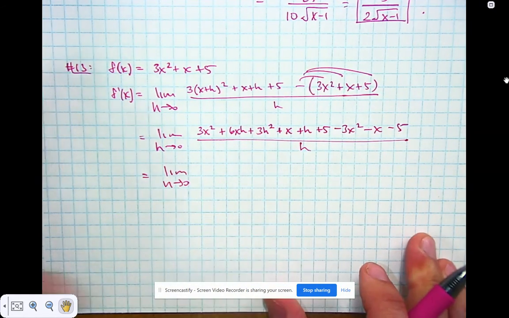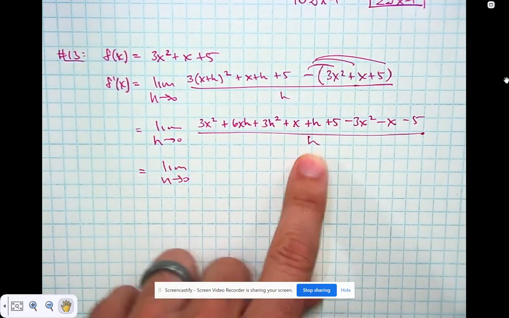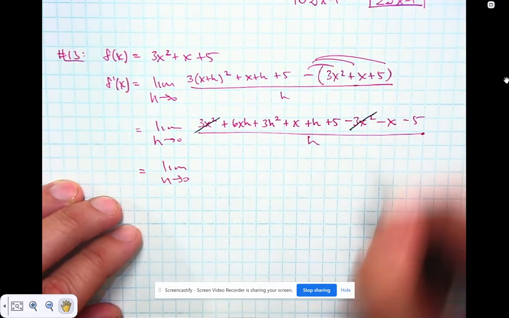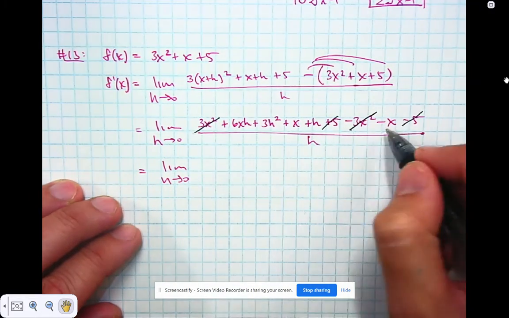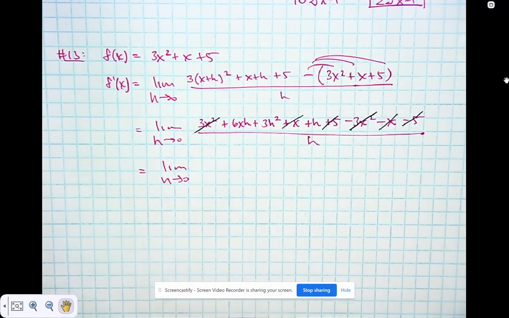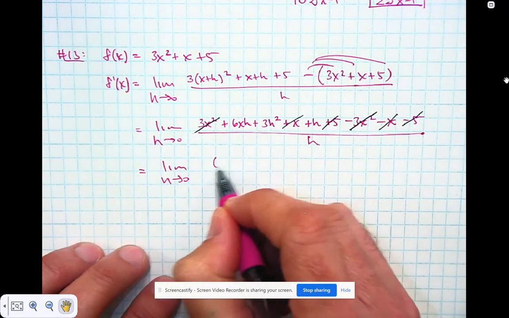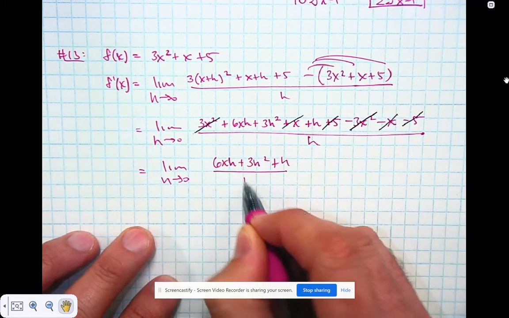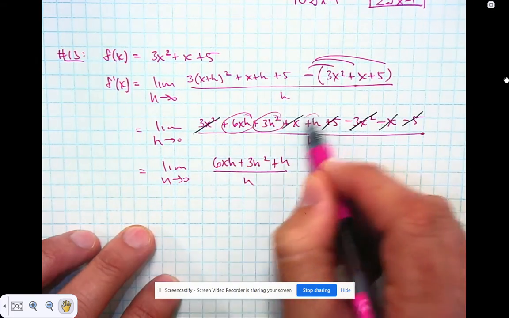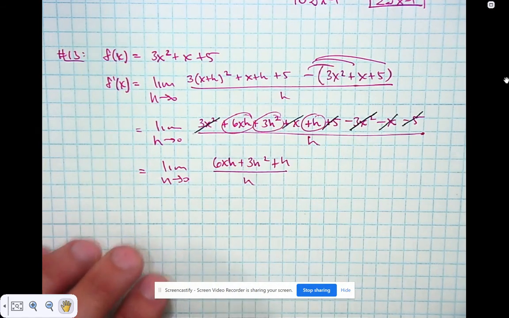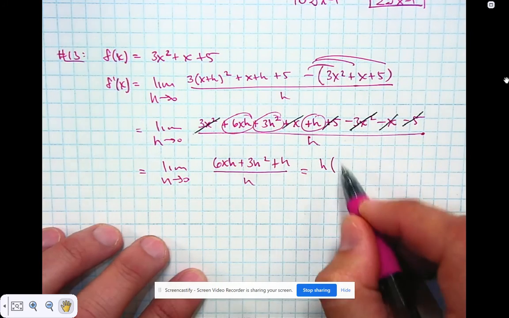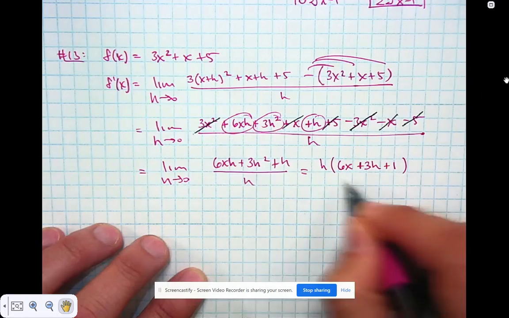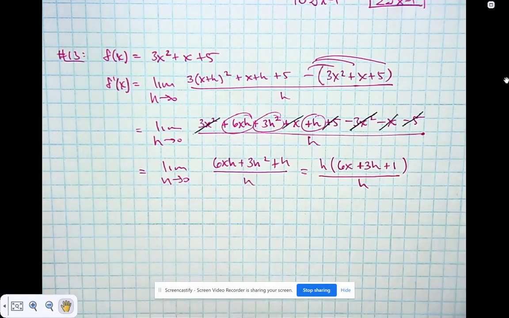And in these problems, hopefully you guys now know this h is a problem down here. But look what magically happens up top. This 3x squared goes away with that. That negative 5 and that positive 5. That negative x and that positive x. Leaving you with nothing but stuff that has h in it. All over h. So I've just got that guy and that guy and that guy left. And now that they all have h's, take an h out. And you're left with 6x plus 3h plus 1 all over h, which is the whole goal of these problems.